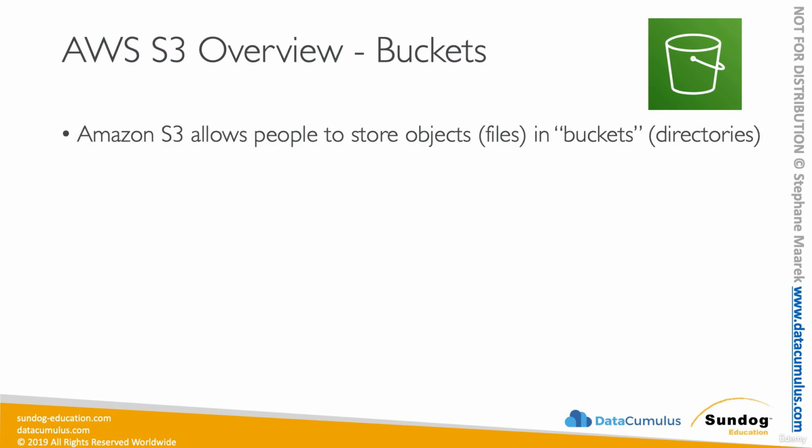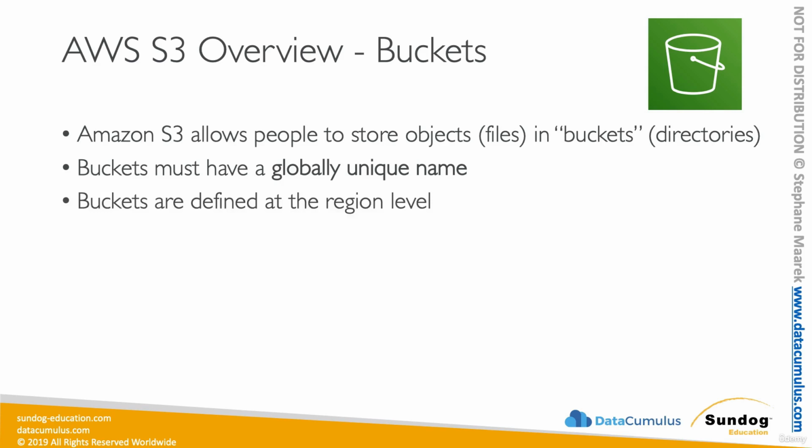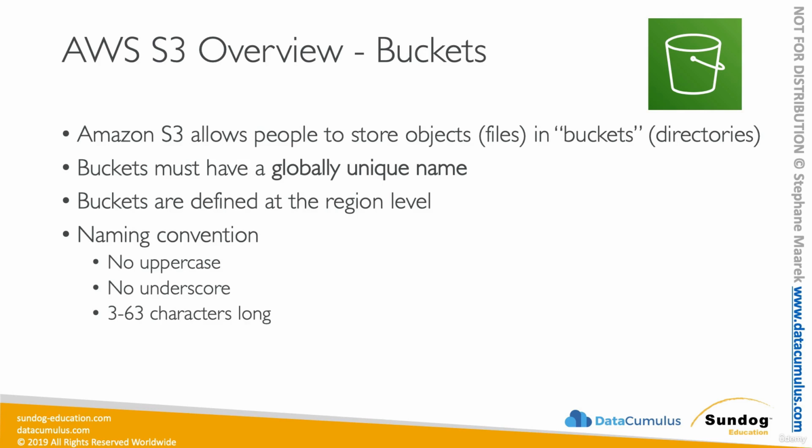We can store files or objects in things called buckets, and they're basically giant directories. Buckets must have a globally unique name, so when I create a bucket, I cannot name it like you named it, even though we have different accounts. Buckets will be defined at the region level, although in the UI they will appear globally. There's a naming convention for these: no uppercase, no underscore. They must be between 3 and 63 characters long, not an IP, and they must start with a lowercase letter or number. So overall, very basic. We'll be creating a bucket very, very shortly.